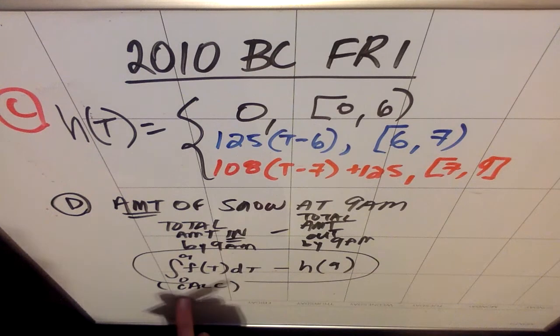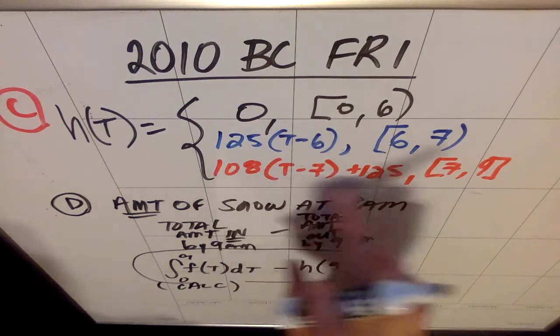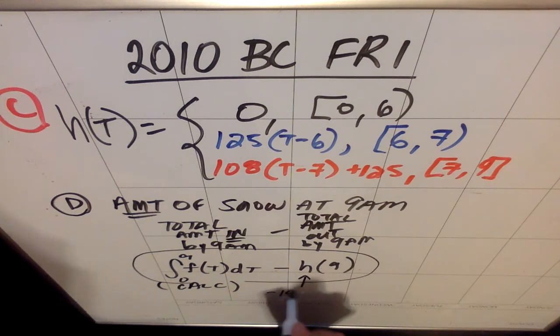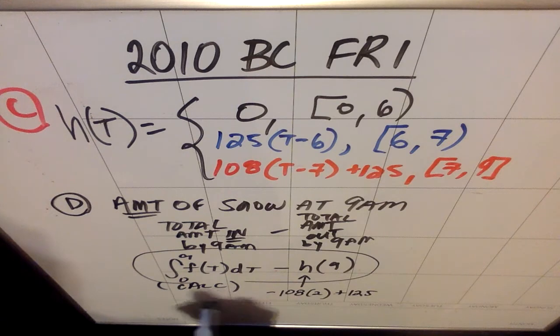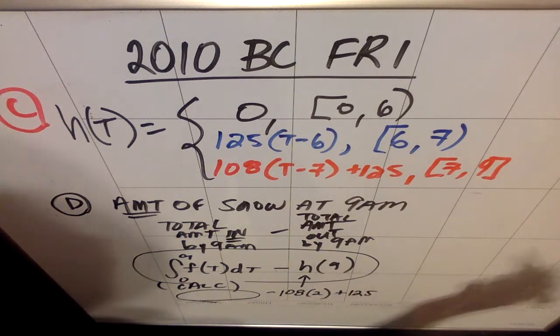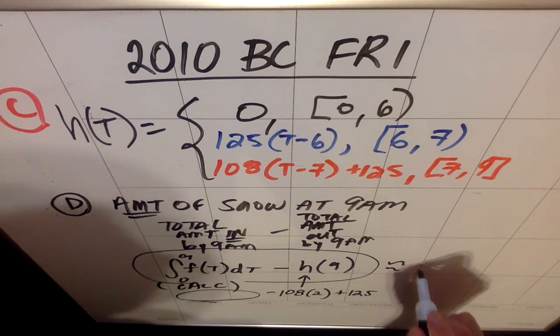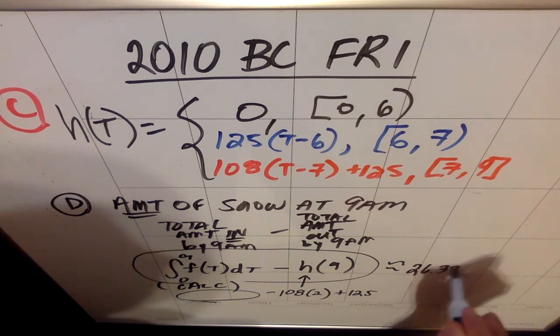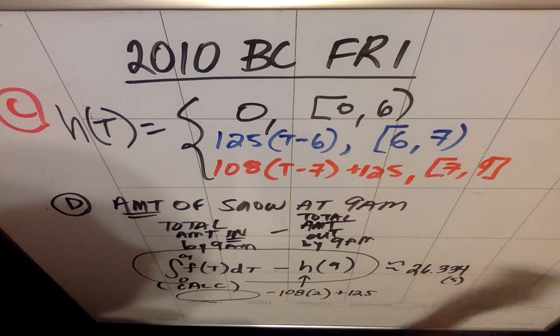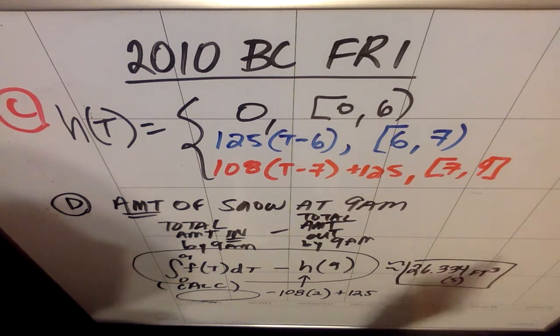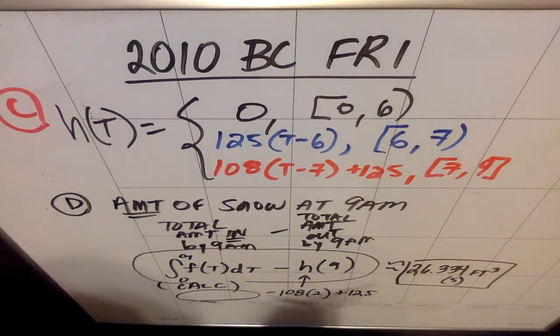If you wanted to type in this integral minus and then type in what happens when you plug in 9, that's fine. If you'd rather find that this is 108 times 2 plus 125, and then combine that to whatever you get using your calculator, that's also totally fine. Either way, when you're done, you get 26.334 or 5, depending on if you round or truncate, feet cubed because it's an amount of snow. So what the AP needs to see is this work and then this answer. If you choose to do some of the work by hand, that's on you.